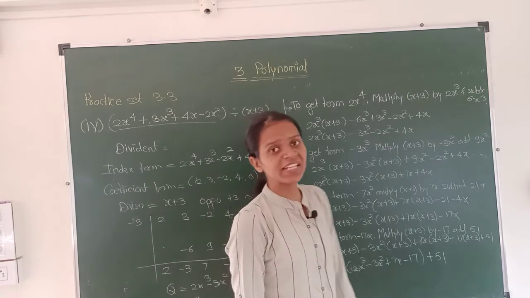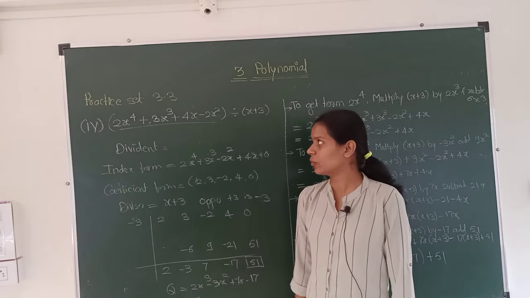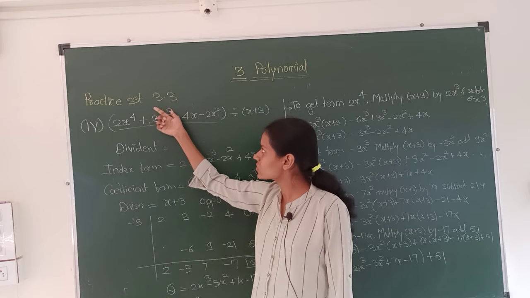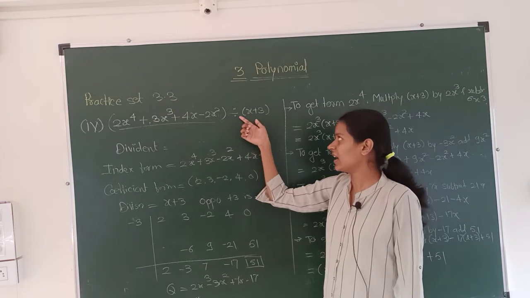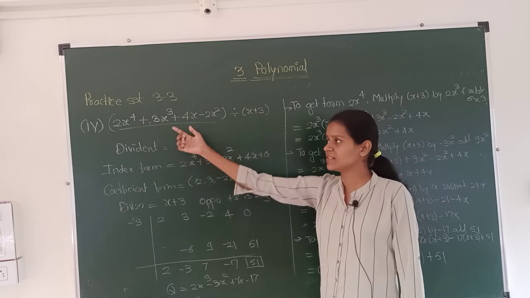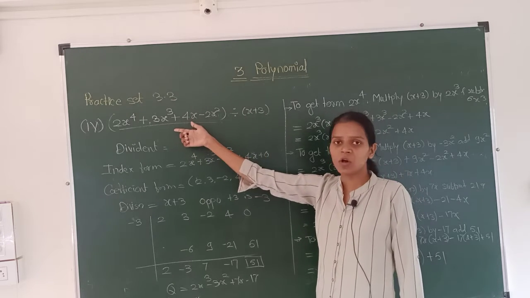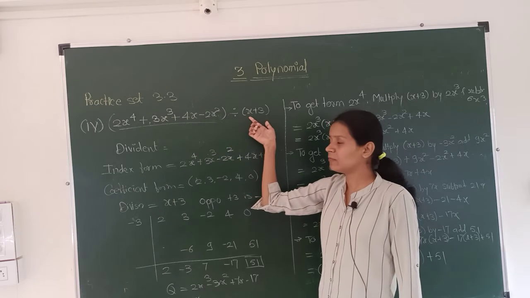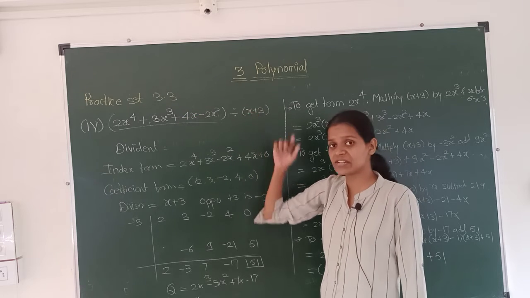See the next question, that is question number 4 from your practice set 3.3: 2x raised to 4 plus 3x raised to 3 plus 4x minus 2x raised to 2 divided by x plus 3. This is the first polynomial and this is the second polynomial. The first polynomial, which we are going to divide, is called the dividend, and the polynomial by which we are going to divide is called the divisor.